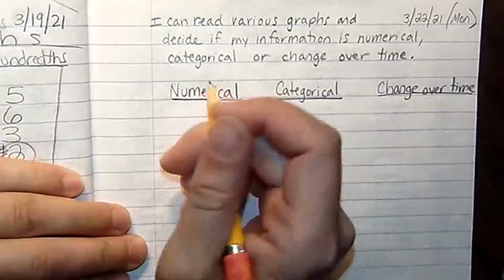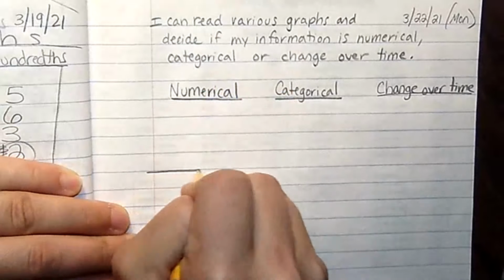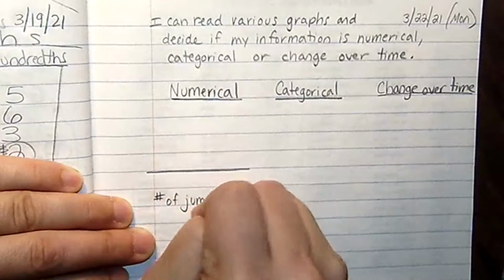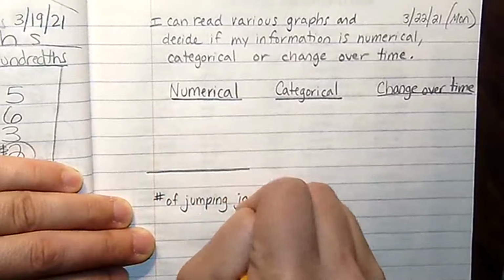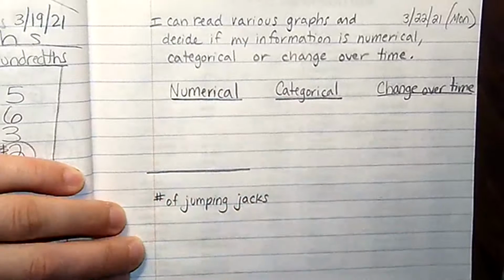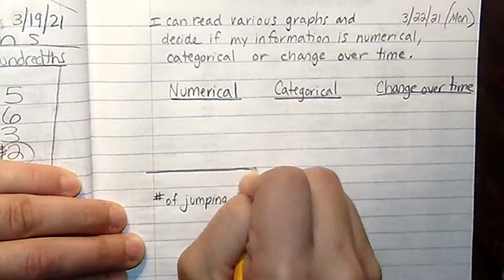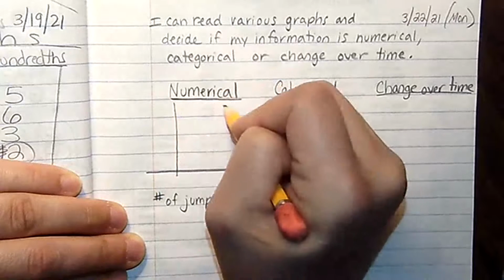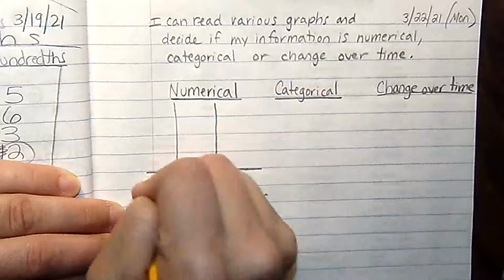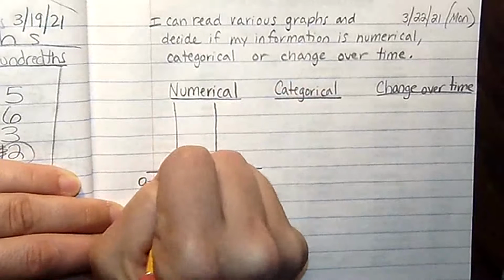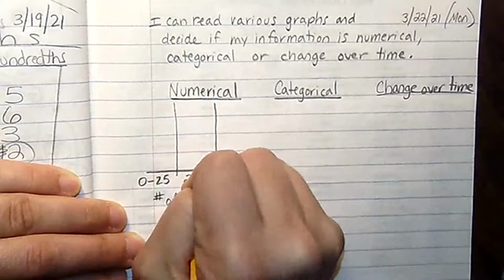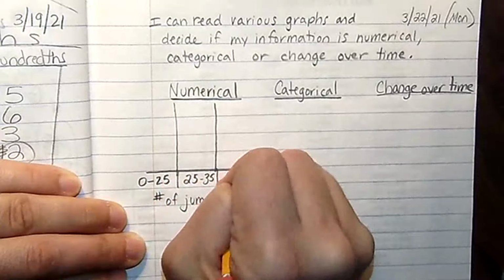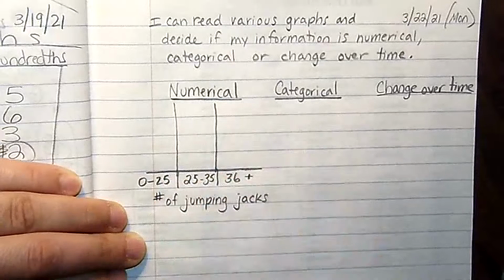All right. Let's pretend I wanted to graph the number of jumping jacks you could do in 30 seconds. All right, it's something we could test. In fact, we're going to test it. You have 30 seconds. We see how many jumping jacks you can do. We're going to put your information on the chart. Now, we'll have people that do between 0 and 25 jumping jacks. We have people that will do between 25 and 35 jumping jacks. And then there will be a couple of you that can do 36 and higher.